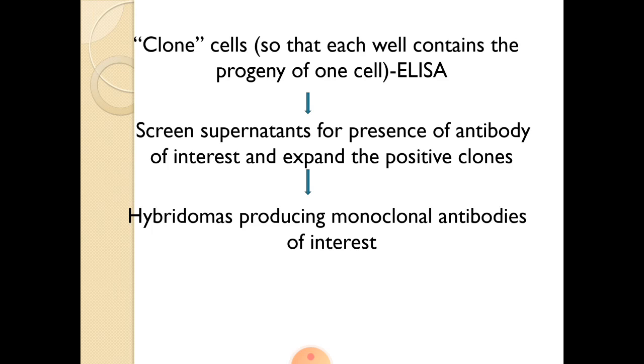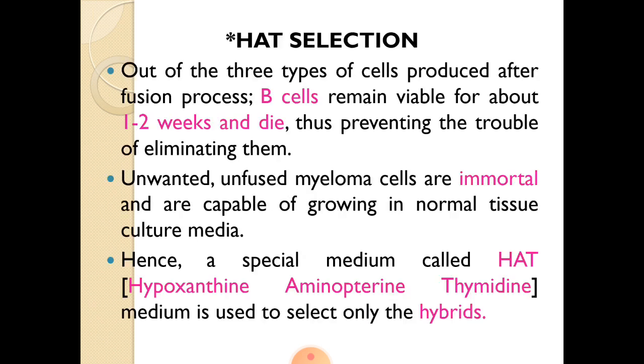Through ELISA technology, that is enzyme-linked immunosorbent assay, we then have to screen the supernatants for the presence of the antibody of interest and expand the positive clones. The hybridomas producing monoclonal antibodies of our interest can be isolated and synthesized.